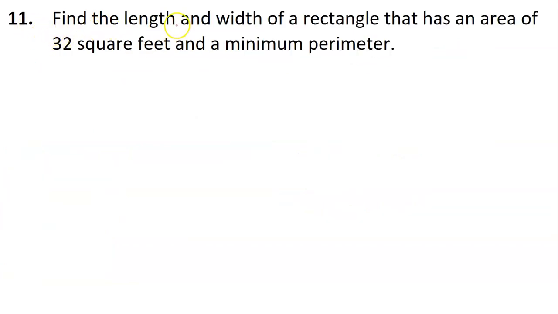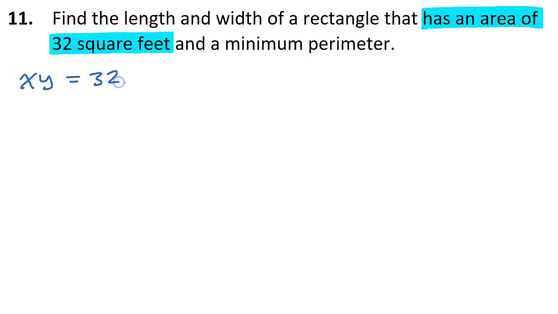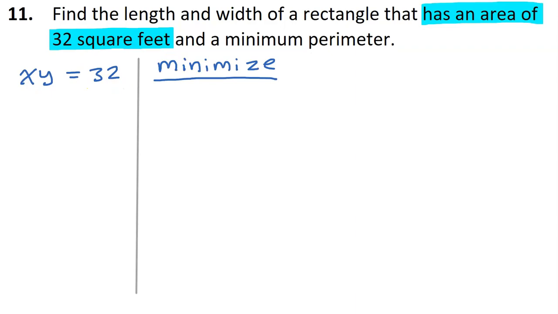Number 11, find the length and width of a rectangle that has an area of 32 square feet and a minimum perimeter. Here is our secondary equation. The area is 32 square feet. So that means that x times y has to equal 32. We are being asked to minimize the perimeter. So the perimeter is 2x plus 2y. This is too many variables.